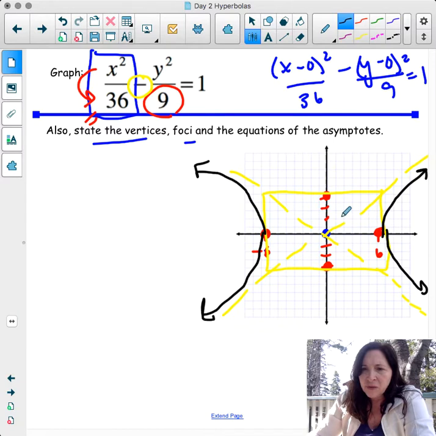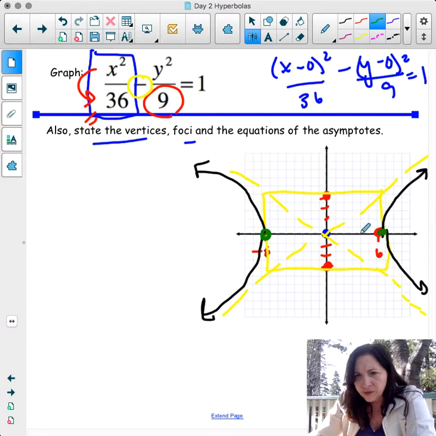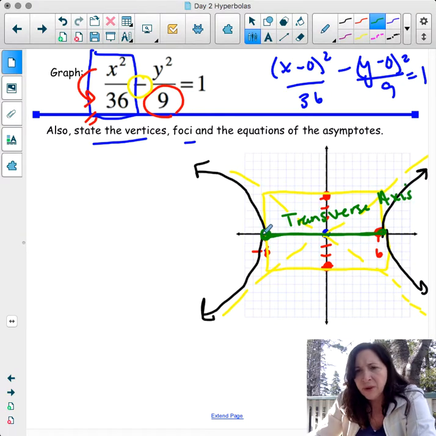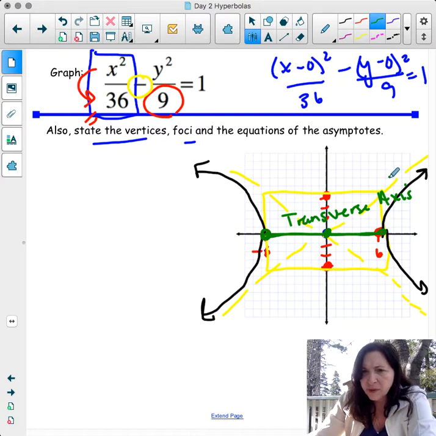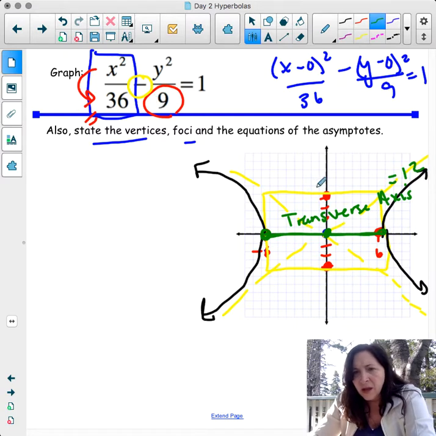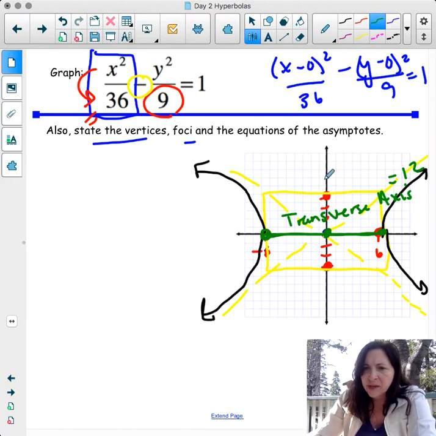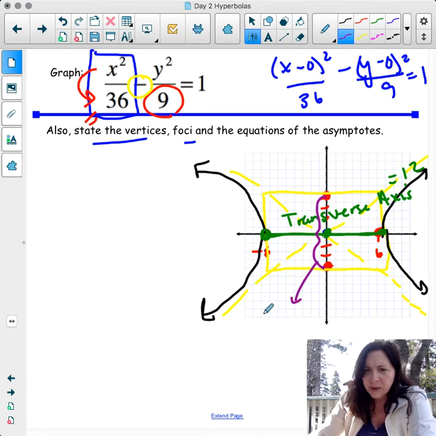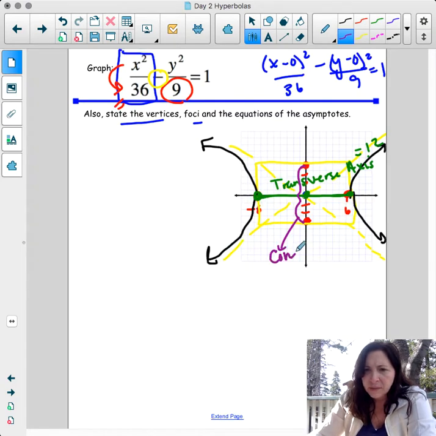Now, a couple of things that you need to note. Number one, the axis that connects the two vertices, like this, that's what we call the transverse axis. You're going to need to know that. The transverse axis has length 2 times 6, which is 12. So the transverse axis length is 12. The conjugate axis is the axis that doesn't connect your two vertices, but it does help you to graph this. So this axis right here is my conjugate axis. Okay? Conjugate.